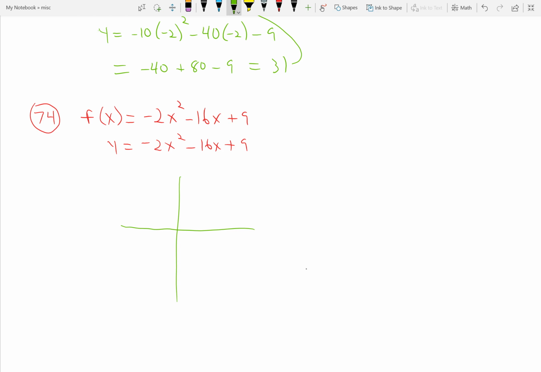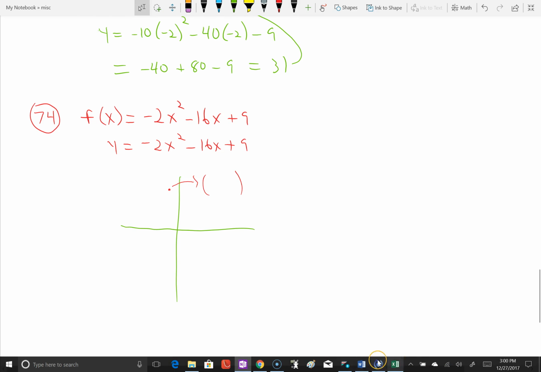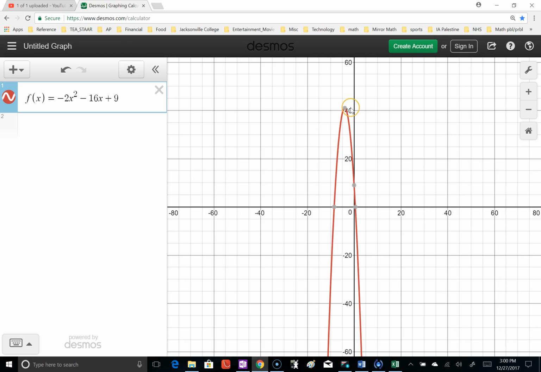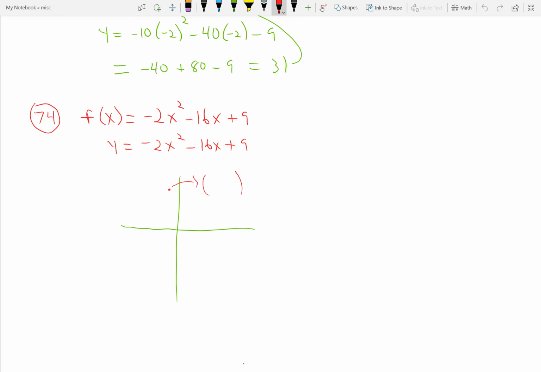Couple key features. We know where that vertex is. It's that point, negative 4, 41, and a couple other key features are these. These are called the zeros, the x-intercepts. Negative 8.5 about, and a half about. So negative 4, 41, and we got one x-intercept there, one x-intercept over there. So missed that one. There you go.